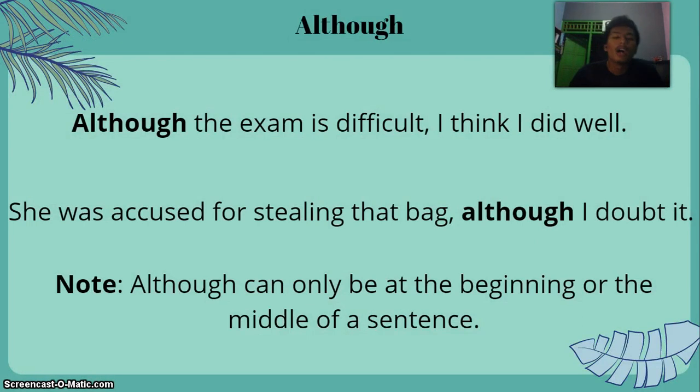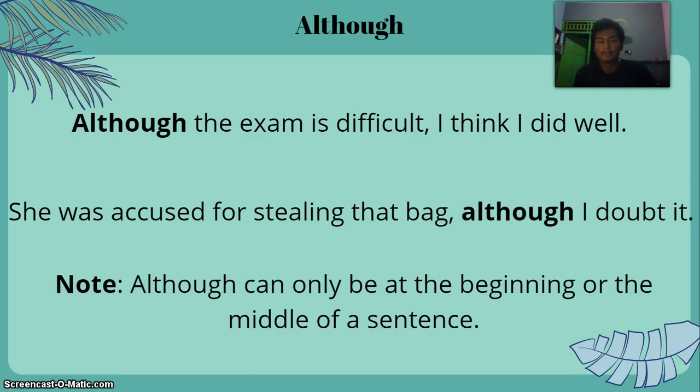although. Although the exam is difficult, I think I did well. She was accused of stealing that bag, although I doubt it. Note that although can only be at the beginning or the middle of a sentence. It's different with though. Though has the special ability to be put at the end of the sentence, but although cannot. So that is what differentiates although and though.